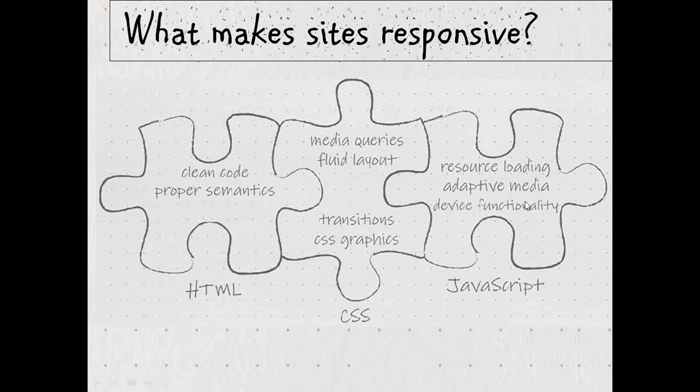And the third thing you need to understand is JavaScript. JavaScript is used to varying degrees in different responsive designs, and is primarily used to control resource loading, supplying the correct images and media based on the needs of different devices. To that, you can add device-specific functionality, like geolocation and touch events. Essentially, these three technologies, HTML, CSS, and JavaScript, form the backbone of most responsive design.